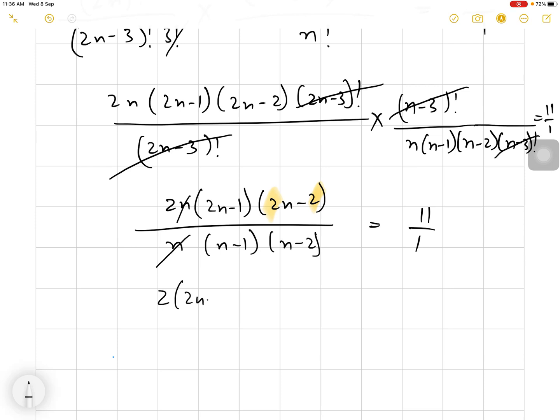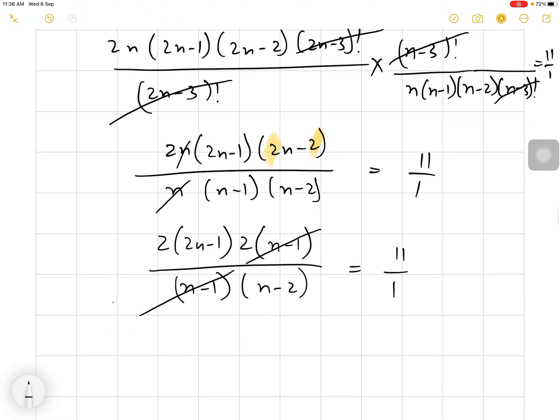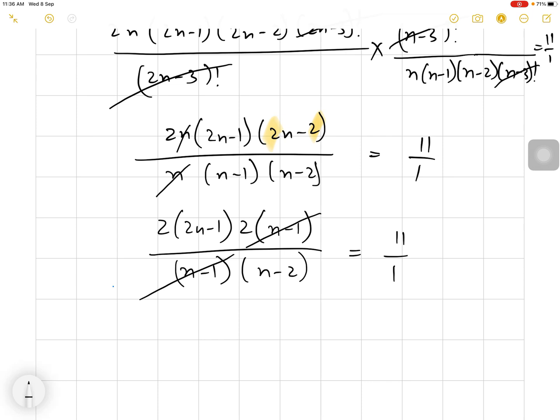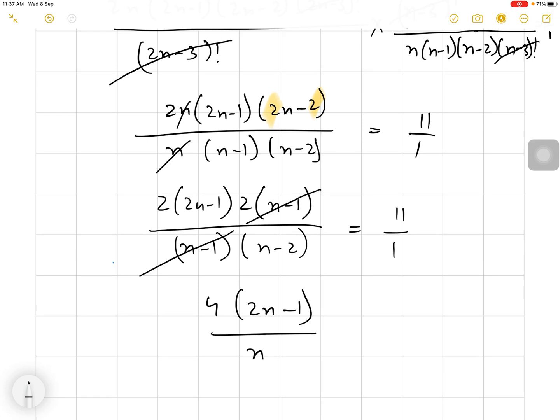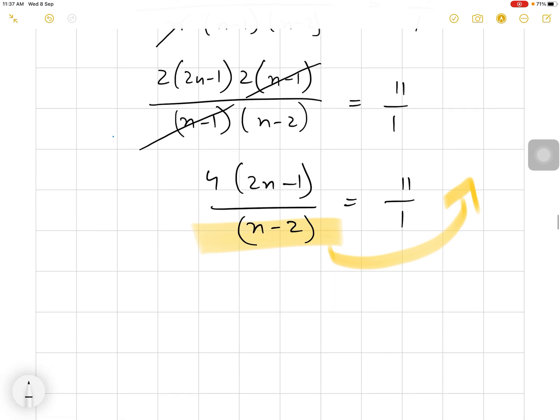So 2 into (2n minus 1), 2 I am taking out. What is remaining inside the bracket is (n minus 1) divided by (n minus 1), (n minus 2). (n minus 1) I can cancel. So what is remaining? 2 into 2, 4. 4 into (2n minus 1), and the denominator is (n minus 2), is equal to 11 by 1. Bring this denominator to the other side. Okay, so what will happen? 4 into (2n minus 1) is equal to 11 into (n minus 2).